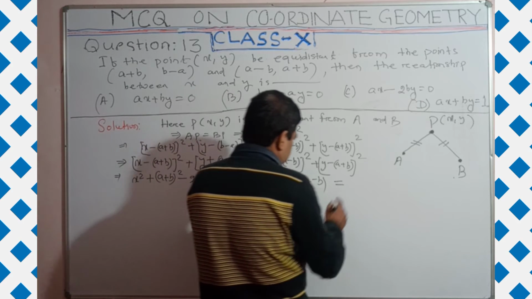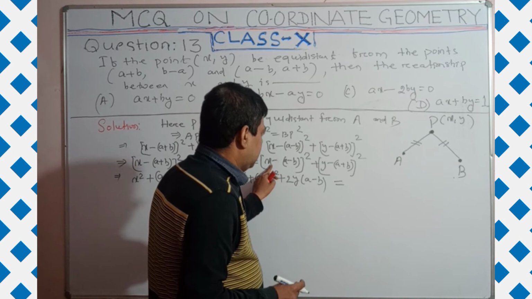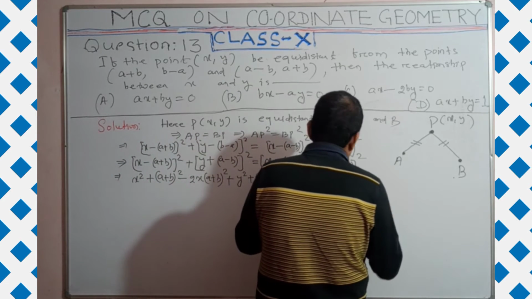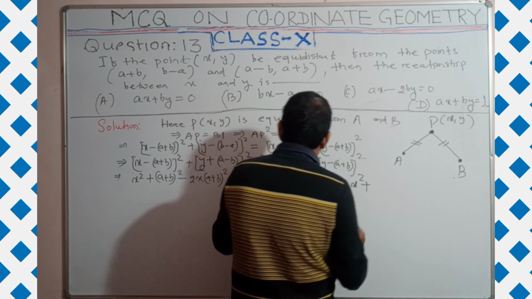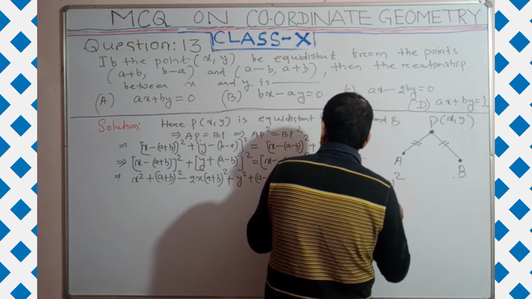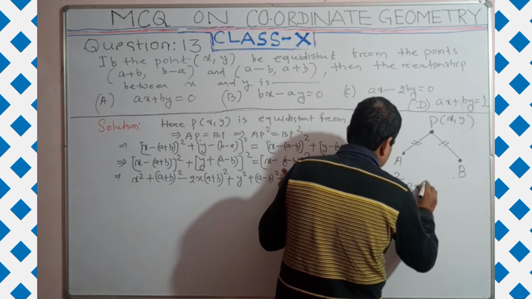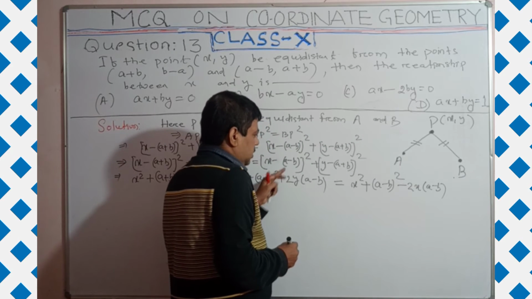It means first term square plus second term square minus 2 into first term into second term. Understand? In place of the first term is x square, plus in place of the second term is (a minus b) whole square, minus 2 into first term into second term. Here the first term is x, the second term is a minus b.